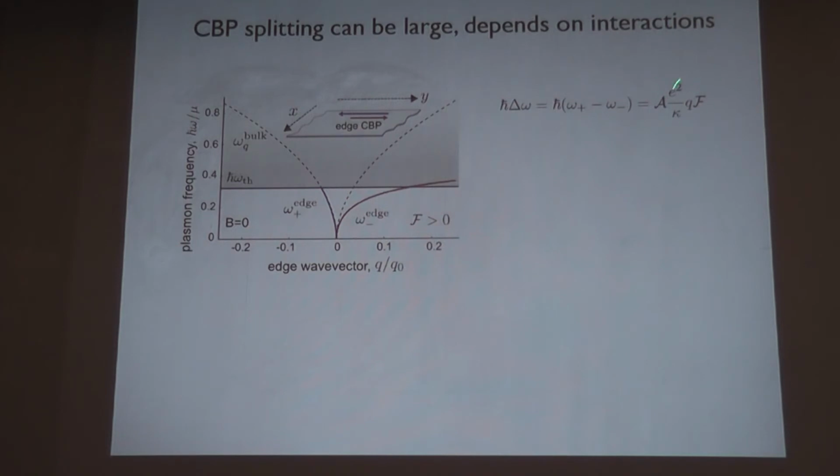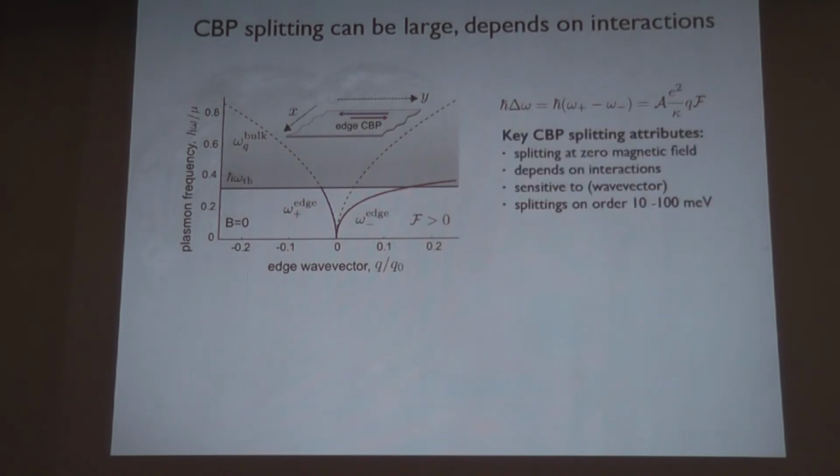And one can find that this scales with q, scales with the interaction factor e squared over kappa, scales with the Berry flux F which appears at zero magnetic field, and A is something which depends on the geometry of the system. And the key attributes of this are that it splits at zero magnetic field, it depends on interaction, it's sensitive to the wave vector q, and if we plug in some numbers for this, we find that the splittings between omega plus and omega minus can be of order 10 to 100 meV, depending on the q wave vector that you choose, right? And you say, okay, fine, this is interesting.